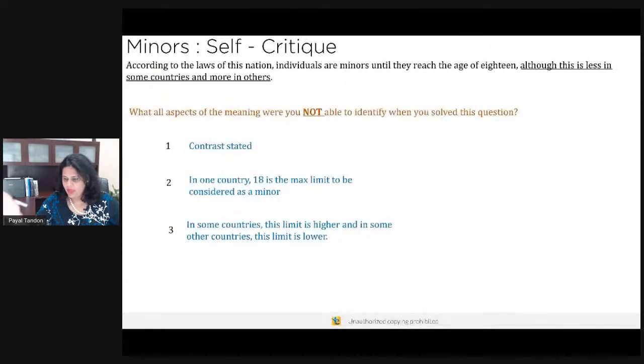All right. Now, tell me what aspects of the meaning were you not able to identify when you solved the question on your own? That there is a contrast stated. In one country, 18 is the max limit to be considered as a minor. In some other countries, this limit is higher, and in some other countries, this limit is lower. So, which aspects were you not able to identify? And if you identified all, then just say identified all.